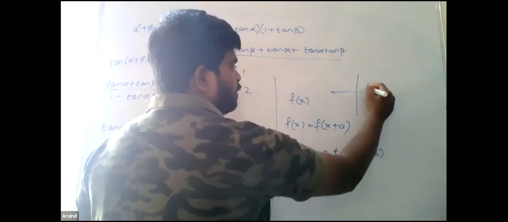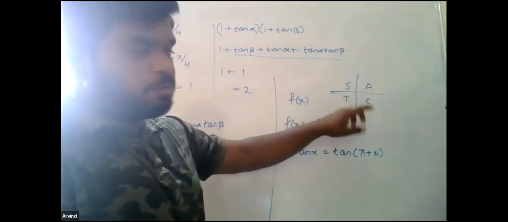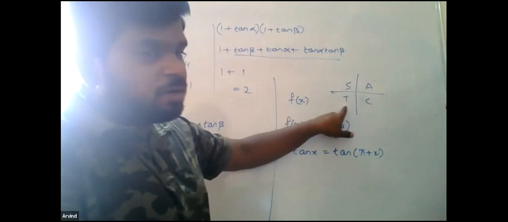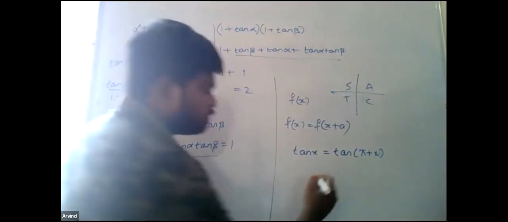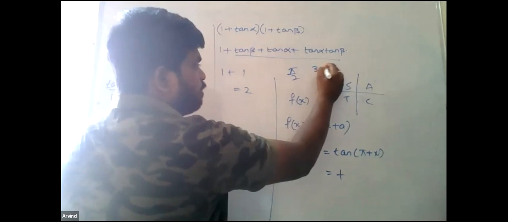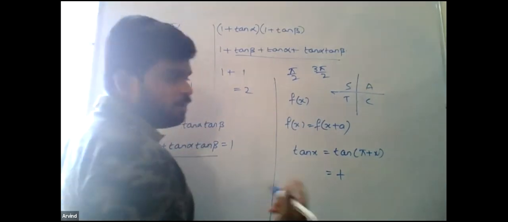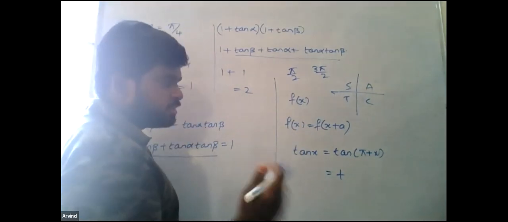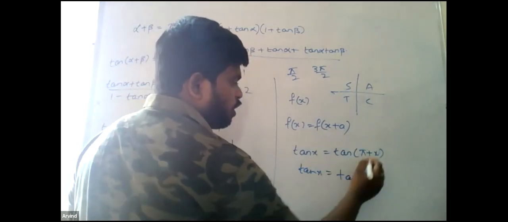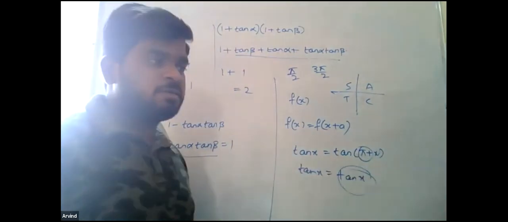So you must remember this rule: ASTC, all students take coffee. In the third quadrant, tan is positive. So tan of pi plus x: pi plus x comes in the third quadrant, where tan is positive. As I have told you, it changes only for pi by 2 and 3 pi by 2: tan becomes cot, cot becomes tan. But for even multiples like pi, 2 pi, it doesn't change. So tan of pi plus x is tan x. You are adding pi to x, but you are getting the same value of tan x. Therefore the period is pi.